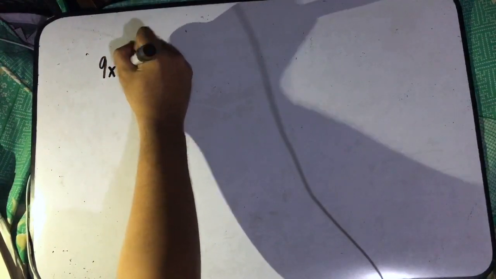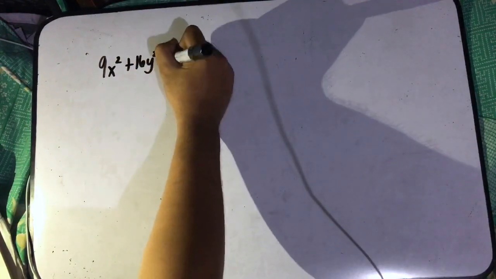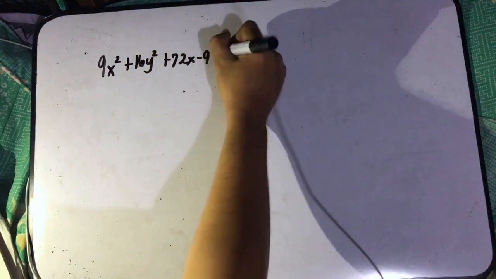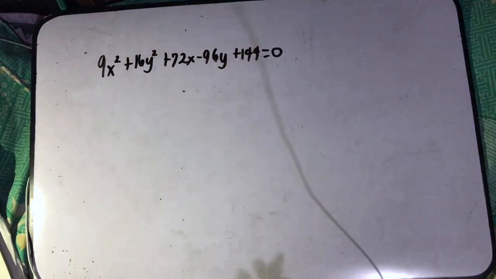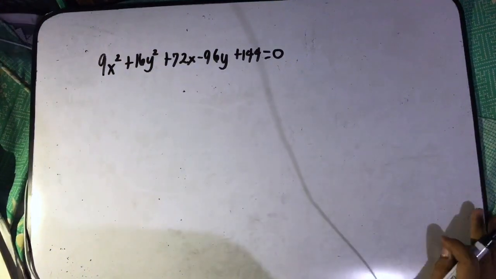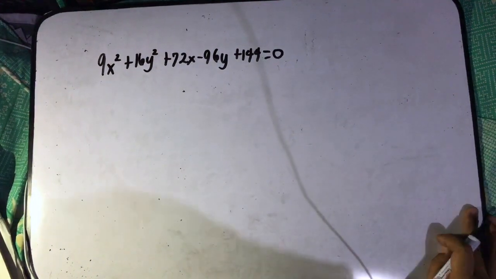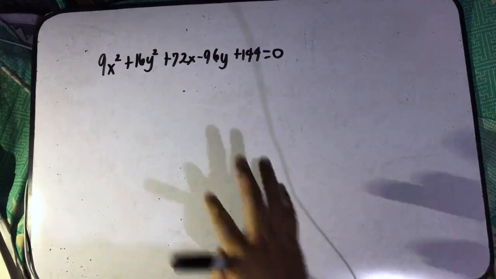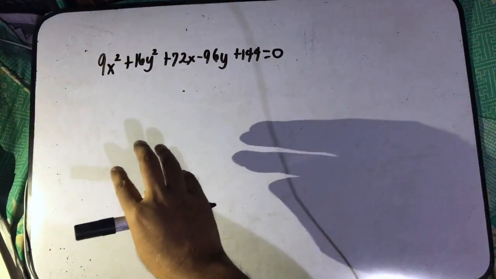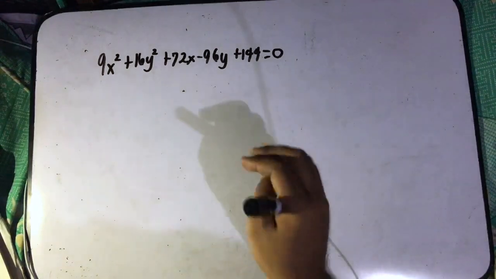Okay, the 7th example, 9x squared plus 16y squared plus 72x minus 96y plus 144 is equal to 0. What if you're now given the equation and you're asked to locate the center, the vertices, the co-vertices, and the foci? If this is the given, the first thing that we need to do is to gather all the x. So, lahat ng x pagsasama-samahin, lahat ng y pagsasamahin.